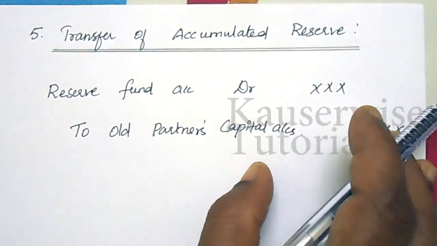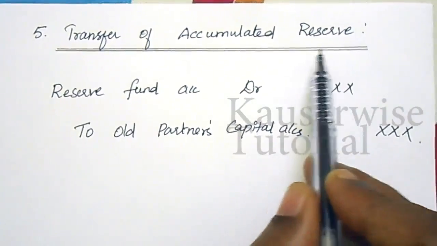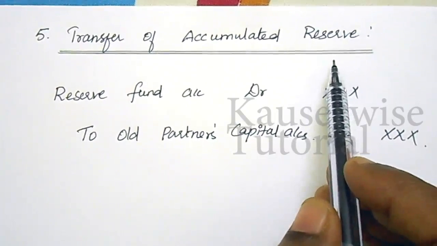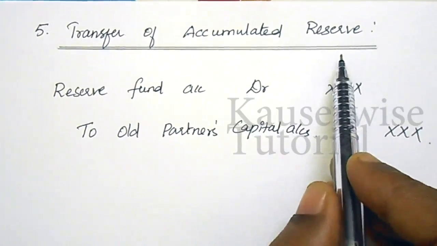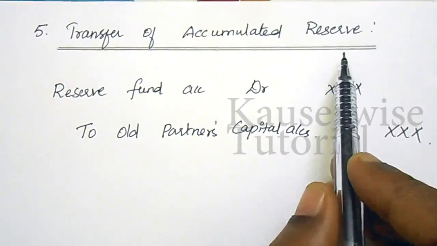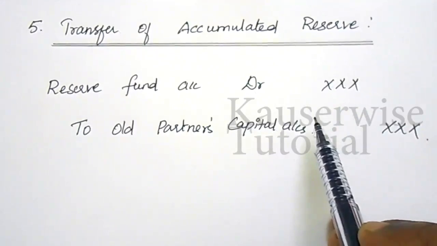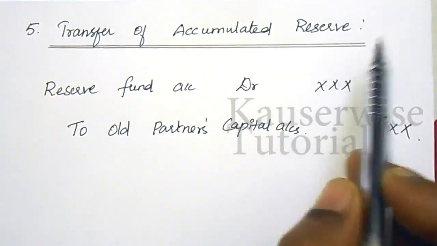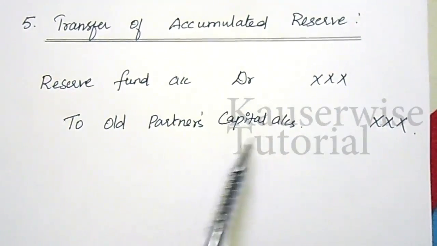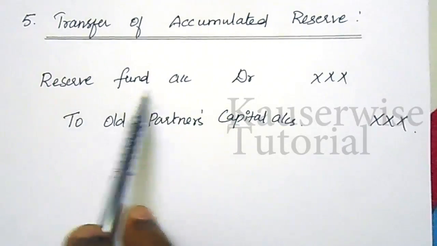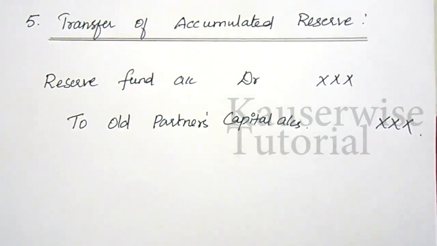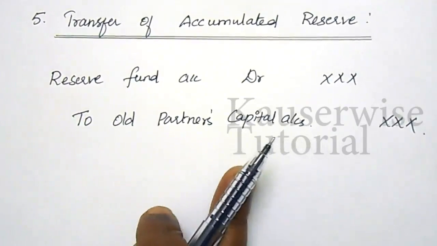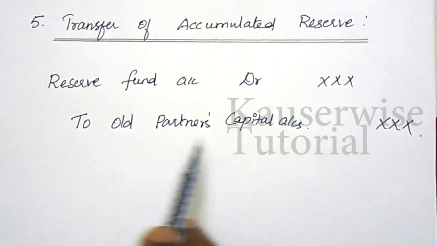At the time of admitting a new partner, if you find any reserves, you can find all reserves under the liability side. If you find any reserves in the form of reserve fund, general reserve, contingency reserve or any other reserve, all these reserves belong to old partners. So all these items will be transferred to old partners' capital account according to their old profit sharing ratio. For transfer of accumulated reserve, the entry is reserve fund account debit to old partners' capital account. In case of general reserve, general reserve account debit to old partners' capital account. In case of any other reserve, for example contingency reserve, contingency reserve account debit to old partners' capital account. This is the entry for transfer of accumulated reserves to old partners' capital account.